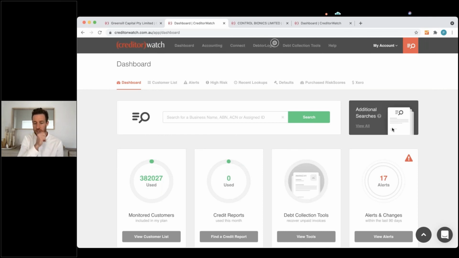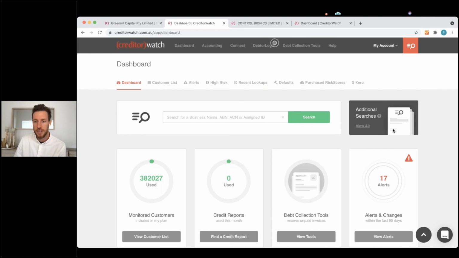Question here, we don't use Xero or MYOB. Do you have the ability to provide an API connection into, for example, if you're a larger organization, an ERP or CRM system? Yes, we do. We're able to do that. So you actually could pull reports and alerts and data directly into your, for example, Salesforce or ERP system, depending on what you're using. Yes, that's certainly possible.